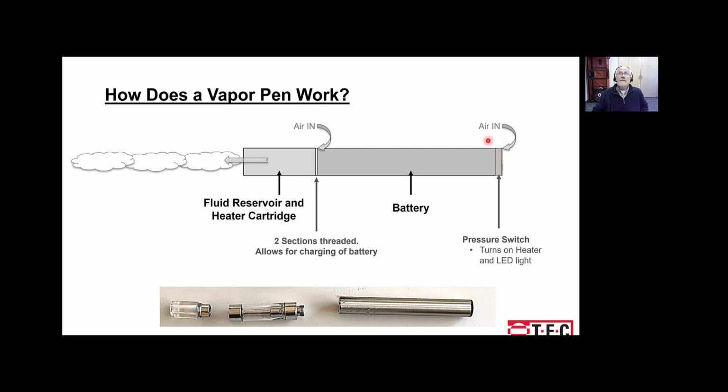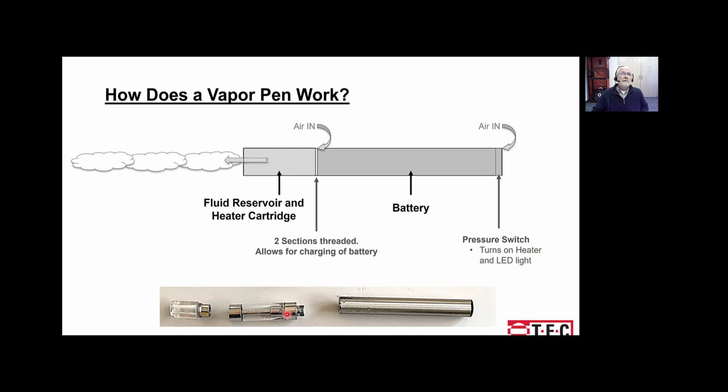That stuff is all located on this end. So when you draw on the e-cigarette or the vape pen down here, there's a hole that causes a suction to be transmitted into the battery section, which causes air to come in here, and then that triggers the pressure switch, which turns the LED light on and the heater on.